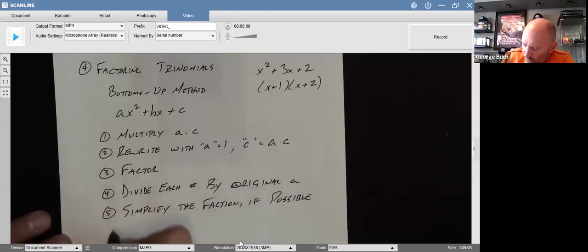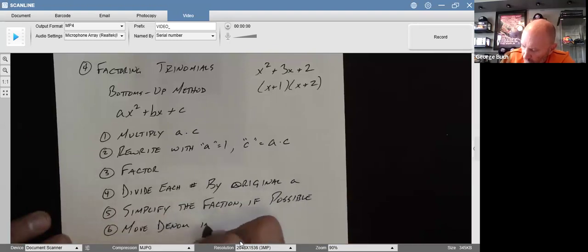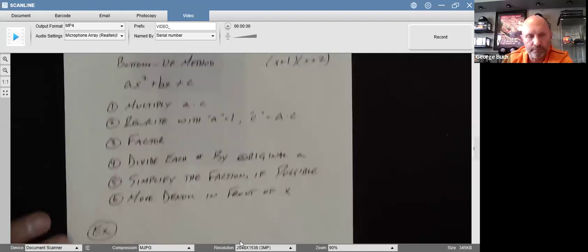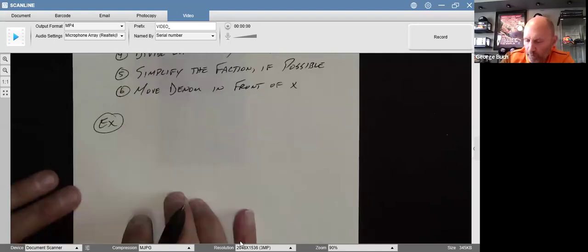And then once we've done that simplification, move the denominator in front of the x, and that will get us the factoring of our original. So let's look at an example to kind of see how this goes through. I'll slide it up and down as we go here.